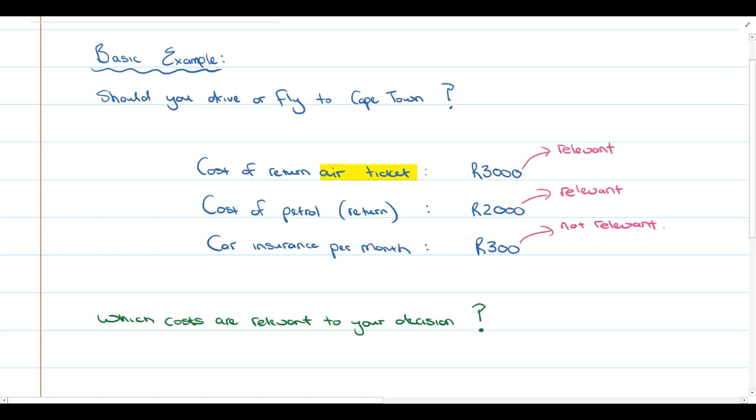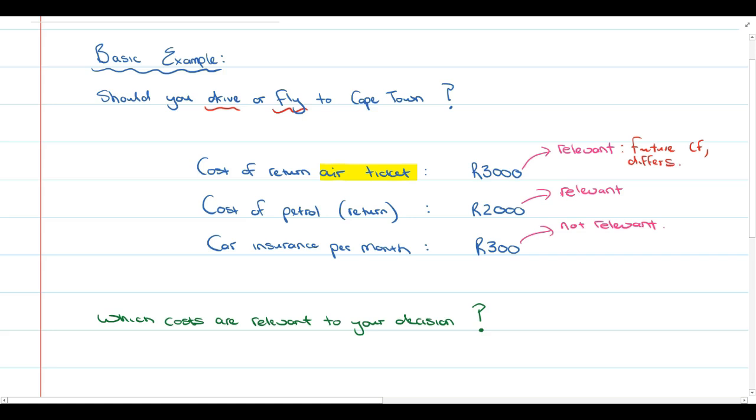Does it differ between the alternatives? Well, what are my alternatives? Either I can fly or I can drive. If I fly, I will pay the 3,000 Rand for the air ticket. If I drive, I will not. So it differs between the alternatives. So this is relevant because it complies with all three components of my definition. It is a future cash flow that differs between the alternatives.